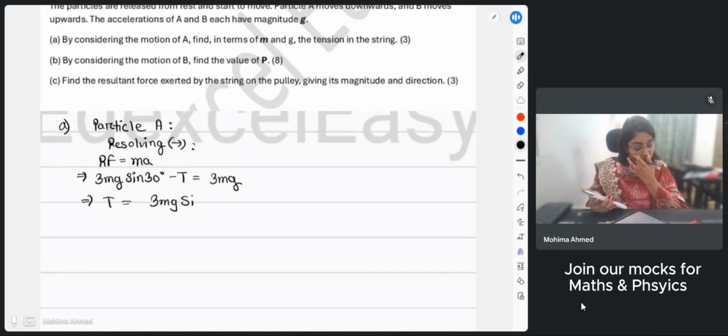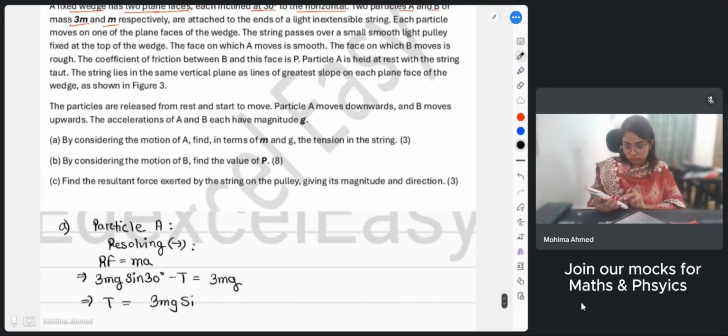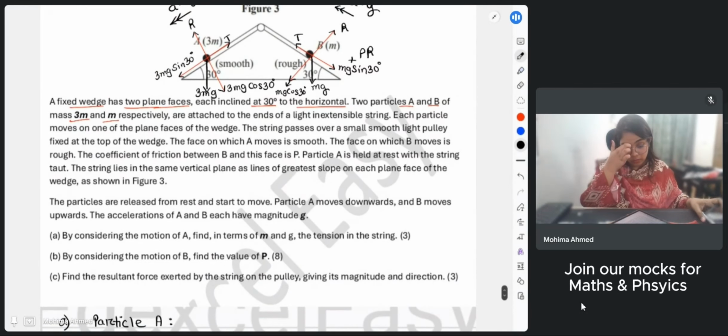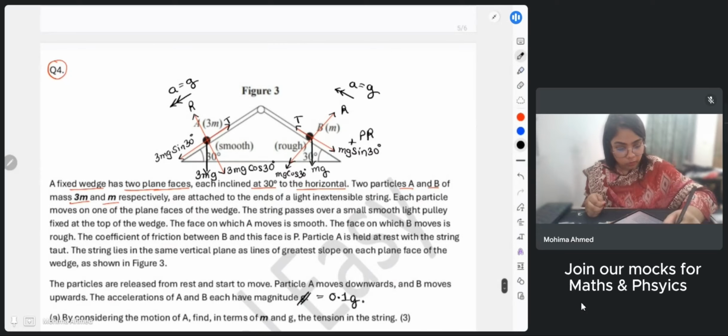One minute. Right, I actually forgot, there was another typing mistake. The value for your acceleration over here was actually 0.1 g. So in that case, there will be changes. The value for your acceleration is going to be 0.1 g.